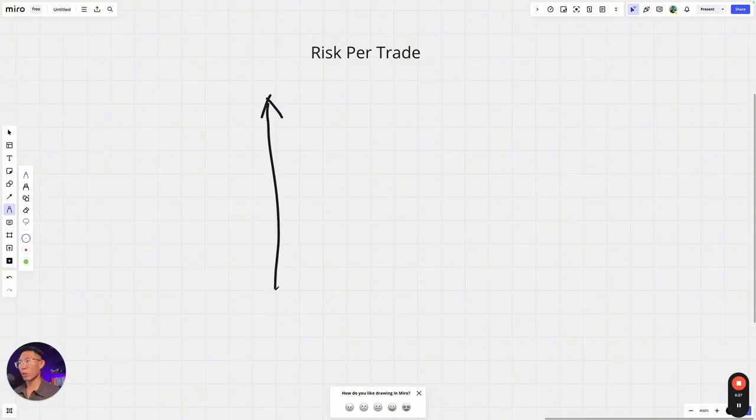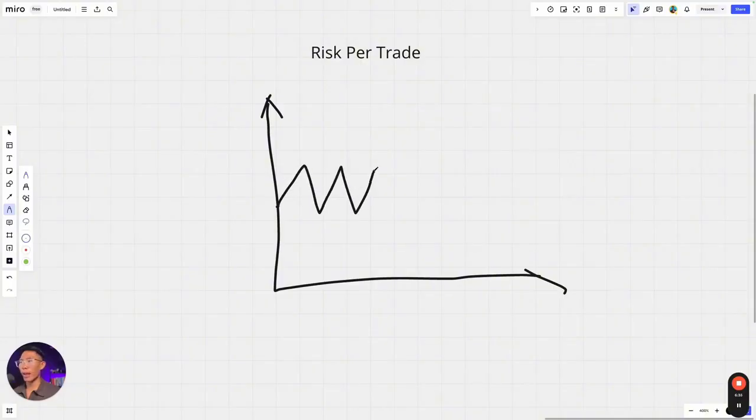Let's say I've got a chart right here. Price is consolidating at this support level. There's a support level right here. At this point, you enter for a buy somewhere right around here.